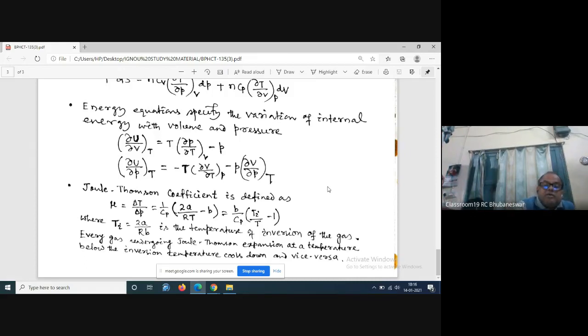That means every gas undergoes Joule-Thomson expansion at a temperature below the inversion temperature. If the temperature of the gas becomes the inversion temperature, then T equals Ti, so that becomes 1, and there will be no expansion. So Joule-Thomson expansion takes place below the inversion temperature. With this, we conclude today's class.